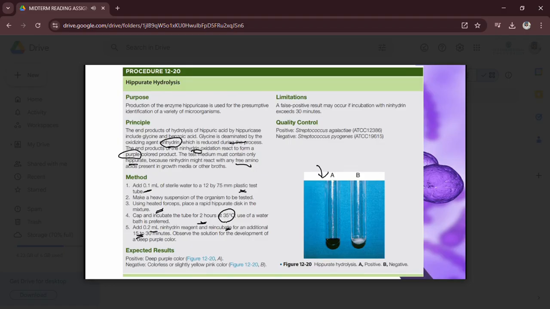Then, observe if there would be a color change. There would be a development of a deeper color po. That would be a positive result. So, positive result, deeper color. Negative naman po natin, it's either yellowish, slight yellow, pink color, or colorless. So, reagent natin again is just your 0.2 ml of ninhydrin dito.